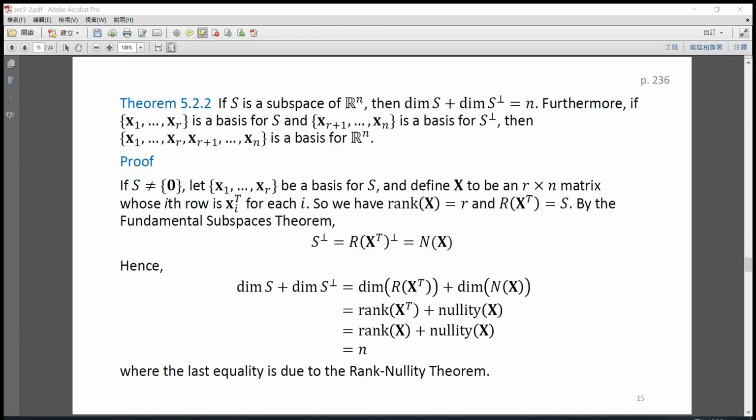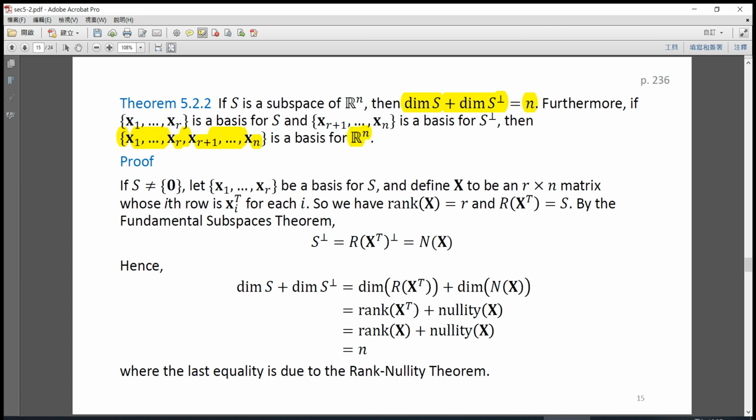In this slide, we will prove Theorem 5.2.2. This theorem has two statements. The first statement is that if S is a subspace of Rn, then the dimension of S plus the dimension of S perp equals n. The second statement is that if x_1, x_2 up to x_r is a basis for S, and x_{r+1}, x_{r+2} up to x_n is a basis for S perp, then the union of the two bases is a basis for Rn.